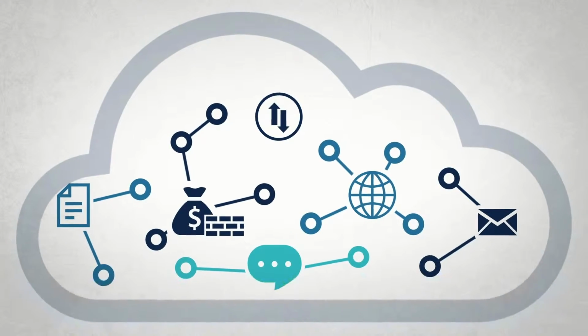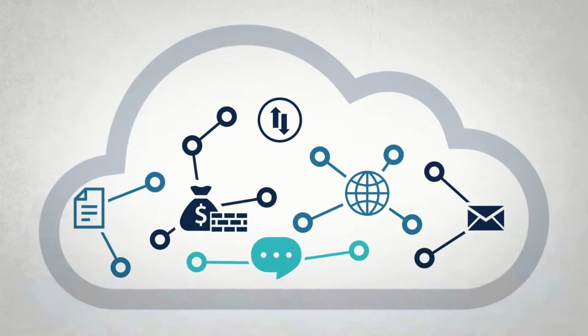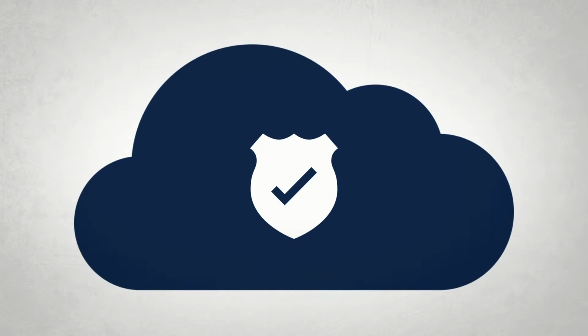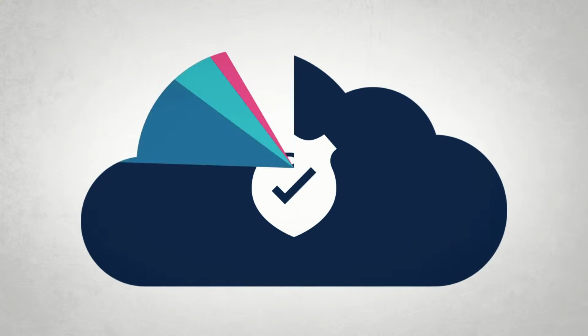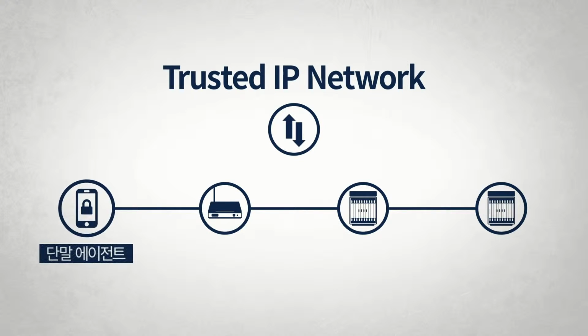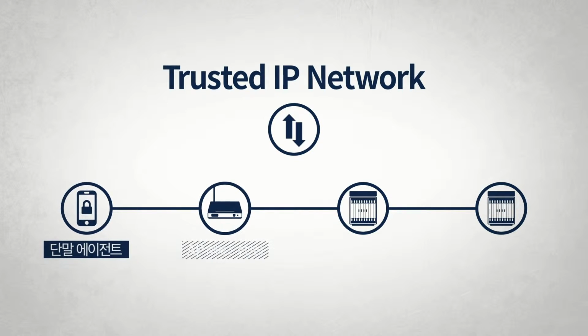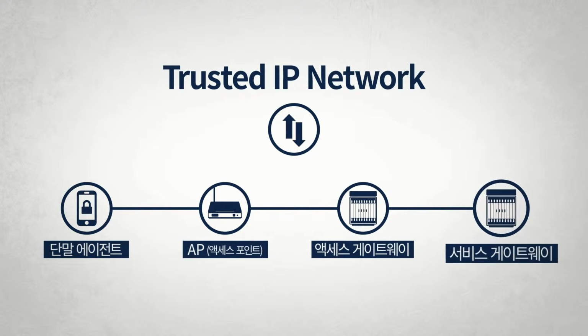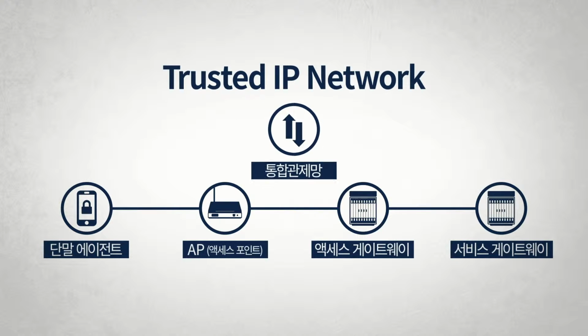Separate business networks can also be formed as much as needed. Through this system, it is possible to perform banking tasks more safely. The Trusted IP Network is comprised of a terminal agent, AP, access gateway, service gateway, and an integrated control network.